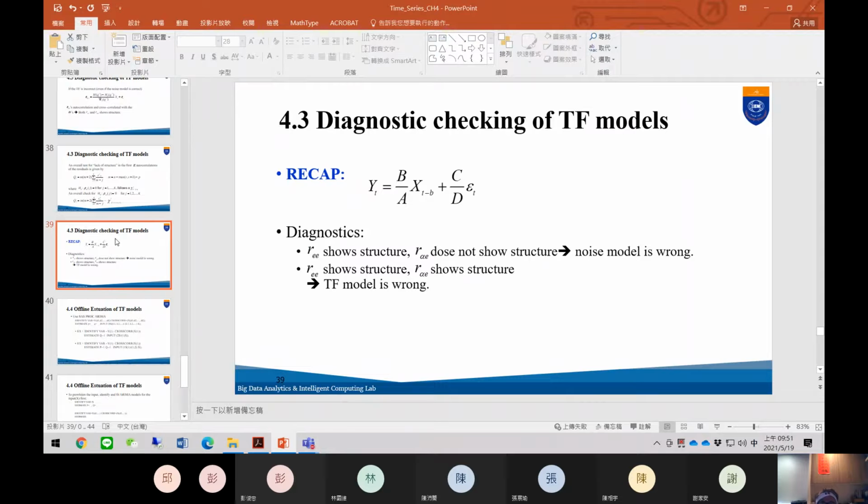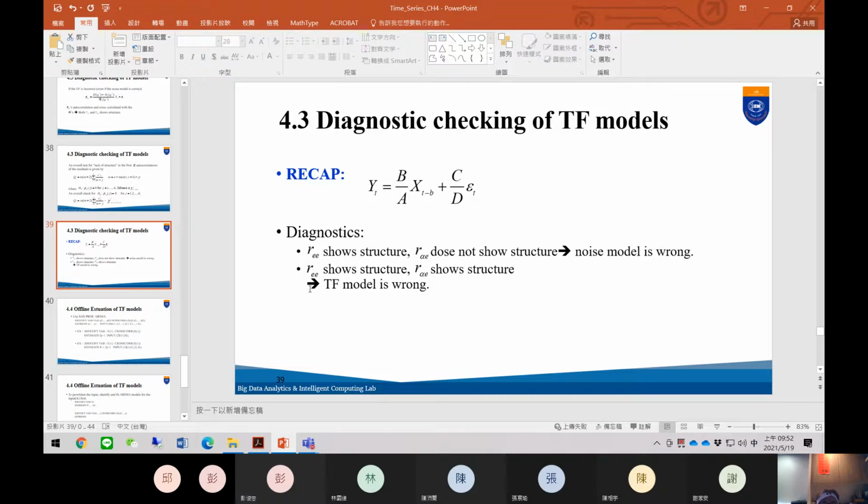This is the diagnostic check for the transfer function. We'll do the recap, one more time. Then Y_t, this is R, this is S, and this is B, RSB, the order of the transfer function model. We do the diagnostic checks in order to check the appropriateness of the model. So if the sample autocorrelation shows structure, but the sample cross autocorrelation doesn't show, the noise model is not right.